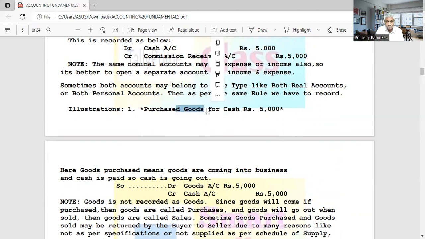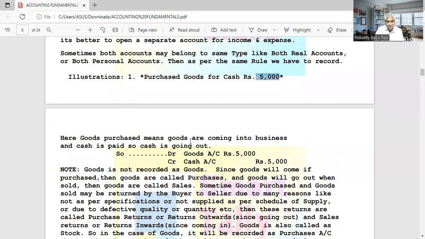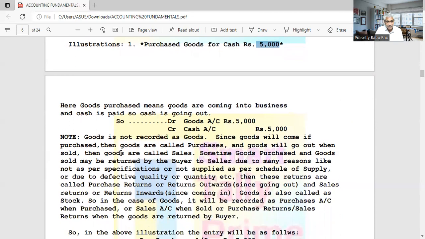Goods belong to real account. Cash is also a real account. So both belong to the same type. Here goods purchased means goods are coming into the business, cash is paid, so cash is going out. Here both belong to the same type, so we have to use the same rule. What is coming in, what is going out? Goods is coming in, we have to debit. Cash is going out, we have to credit. So debit goods account, credit cash account. Both accounts are the same type, that's why we use the same rule, and one account is debit, one account is credit.